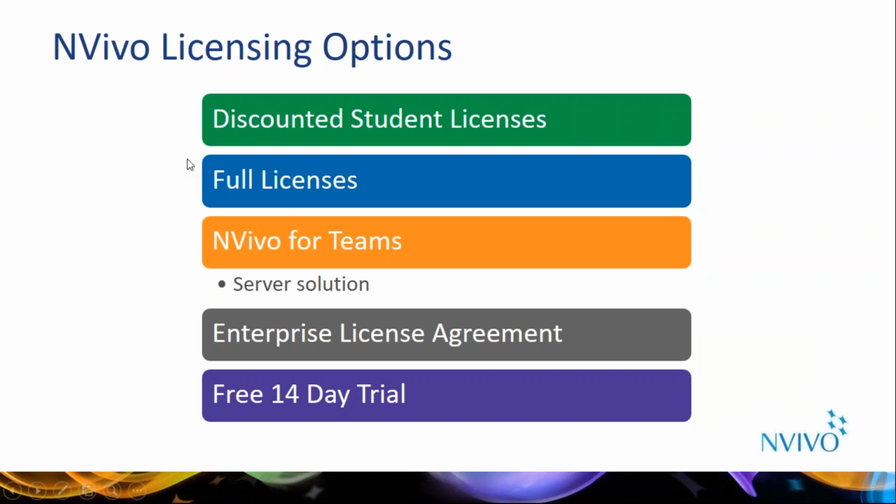If you are looking for other options, in the Pro version, there are discounted student licenses available. There are full licenses. NVivo for Teams is a server solution. It's only available for Windows and for Pro and Plus within Windows. Just so you know, that option is there. The server option is not available for Mac or Starter in the Windows. And if you're part of an organization, there are enterprise license agreements also available.